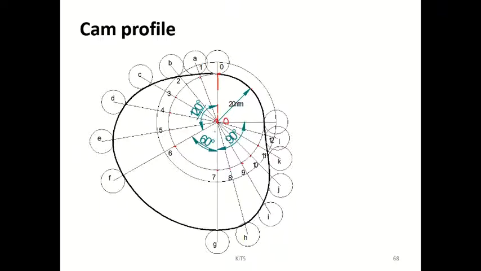Now mark these points. This is number 1, this is 2, this is 3. See, they have marked it outside of the circle, but you have to mark it inside. 1, 2, 3, 4, 5, 6, 7, 8, 9, 10, 11, 12, 13.